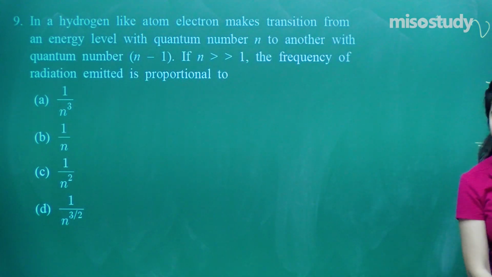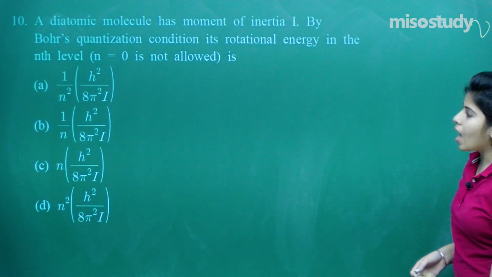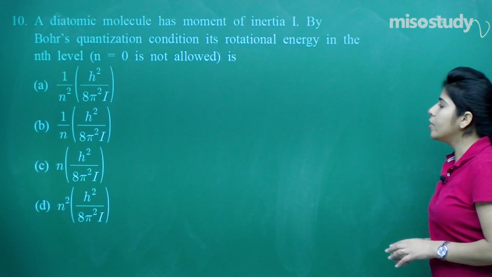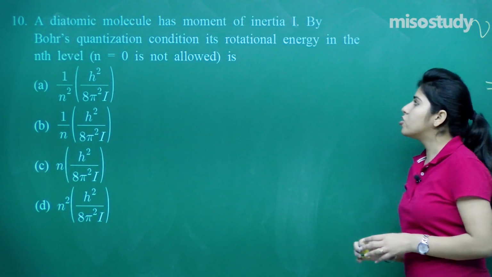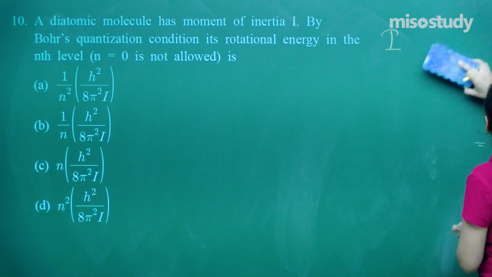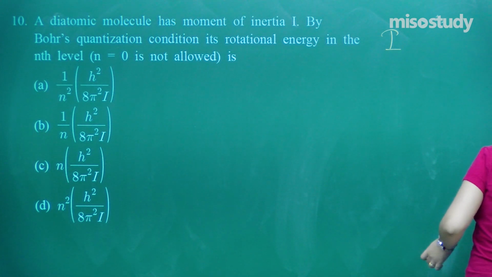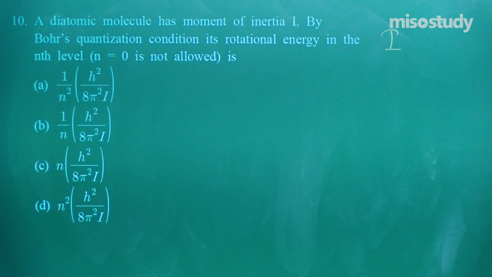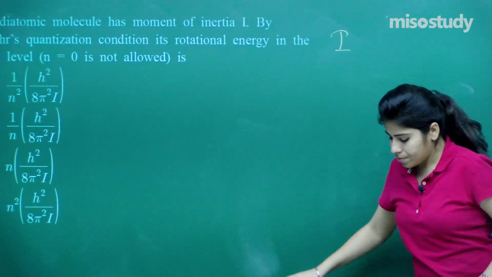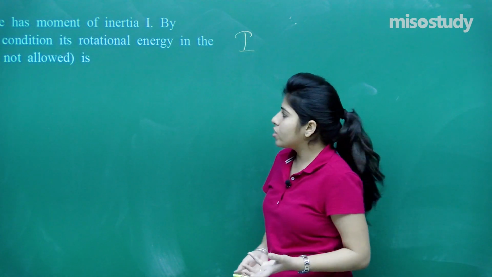Now we will move towards the next question without wasting much of our time. This question is going to be the last question of the session. We have been given that a diatomic molecule has moment of inertia I. First of all, let me remove this previous question so that you can note the question that I am going to write here for you. So we have been given the moment of inertia.